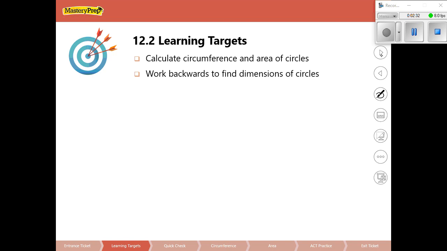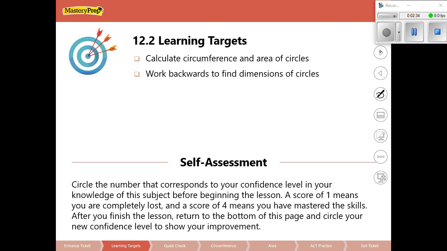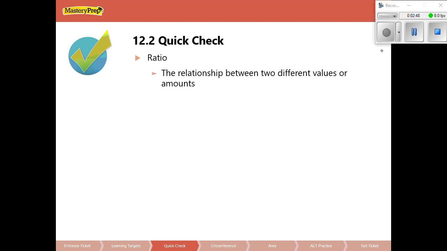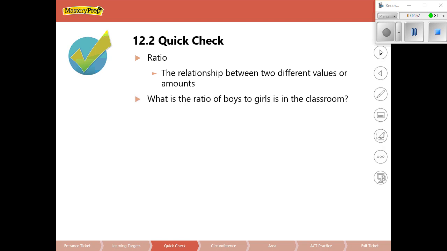Calculating circumference and area of circles, and work backwards to find the dimensions of the circle. So one of the biggest things that we'll be talking about is dealing with circles: radius, diameter, circumference, and area. Now the first term that we're going to look at is ratio, and it's the relationship between two different values or amounts. And we've talked about ratios before. We talked about them when we talked about perimeters and areas.